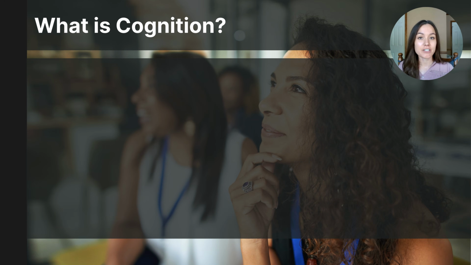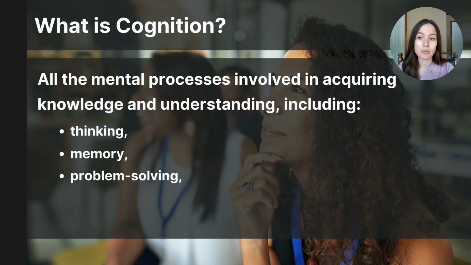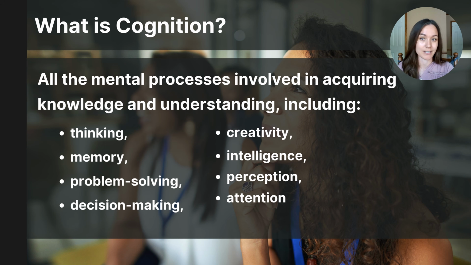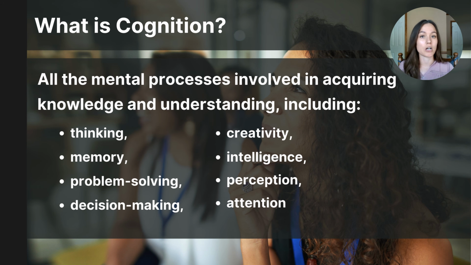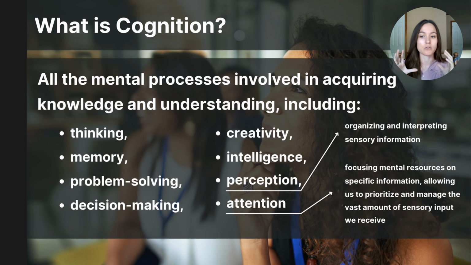In psychology, cognition encompasses all of the mental processes involved with acquiring knowledge and understanding. These include things like thinking, memory, problem solving, decision making, creativity, intelligence, perception, and attention. In this video, I will focus on two elements of cognition, and those are perception and attention. Perception is a key cognitive process that involves organizing and interpreting sensory information. Attention involves focusing mental resources on a specific set of information, allowing us to prioritize and manage the vast amount of sensory information we receive.